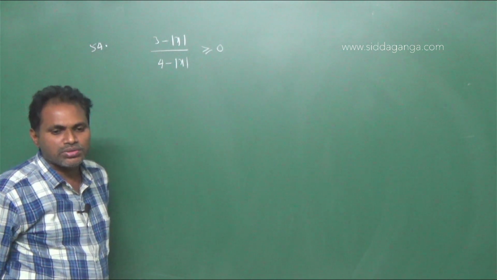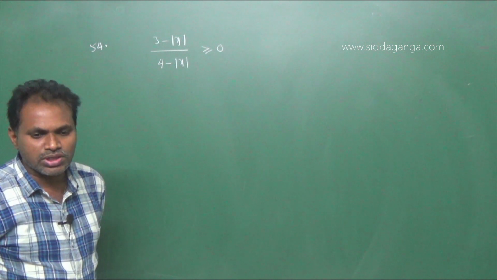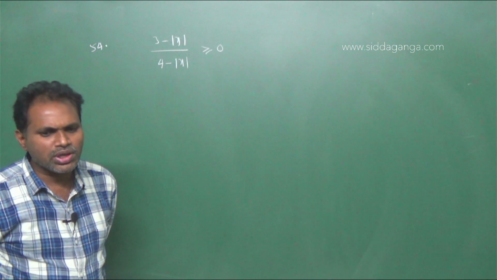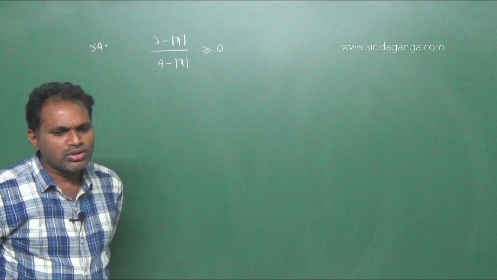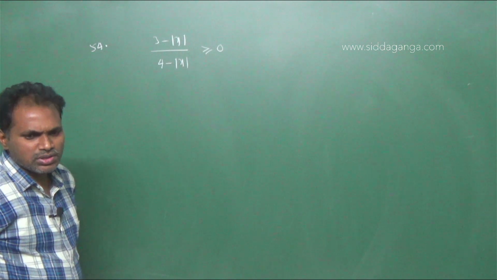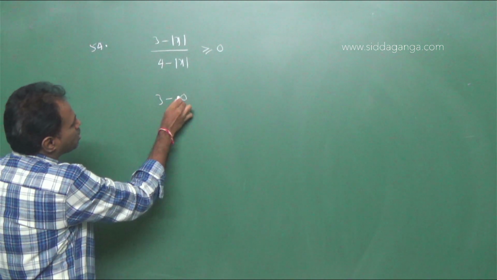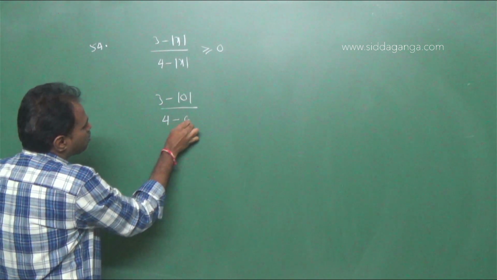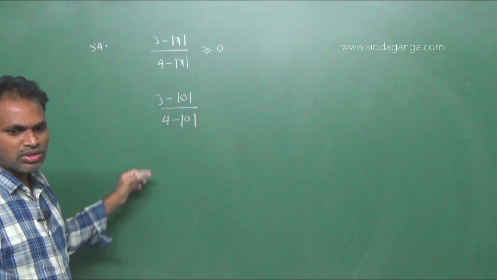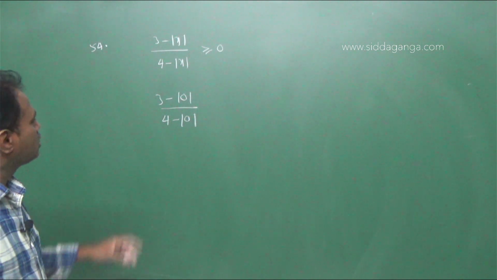If you observe the first option, closed interval minus 3 comma 3, in between 0 is there, and in the second option 0 is not there, in the third option 0 is not there, and in the fourth option also 0 is not there. Now just check with 0. Substitute x equal to 0 here: (3 minus mod 0) divided by (4 minus mod 0) is 3 by 4, which is always greater than or equal to 0. Therefore 0 satisfies this inequality.